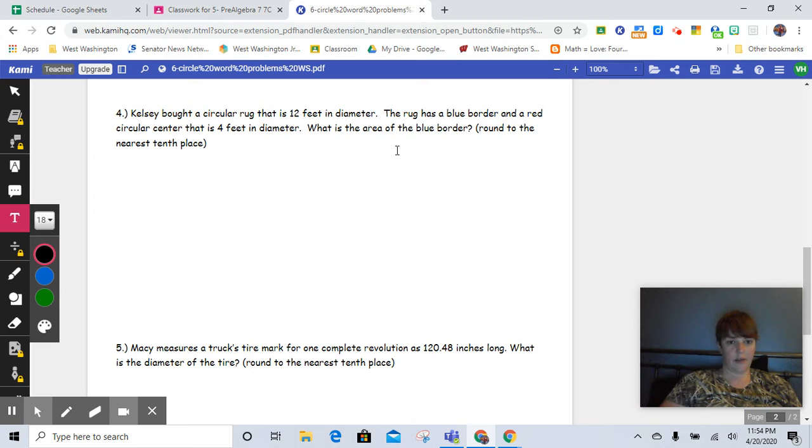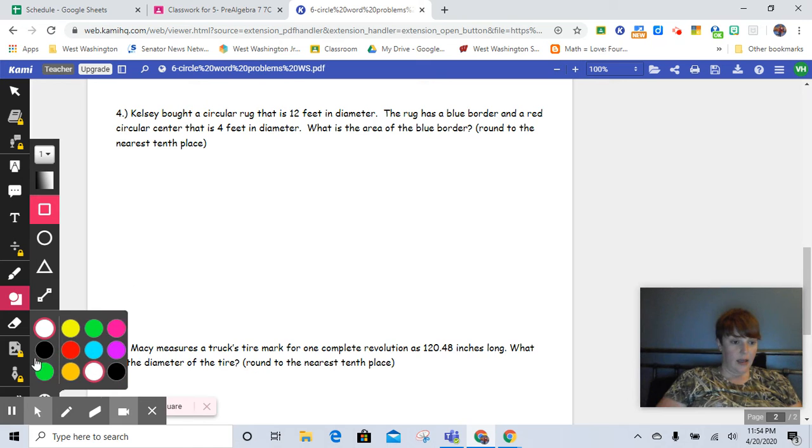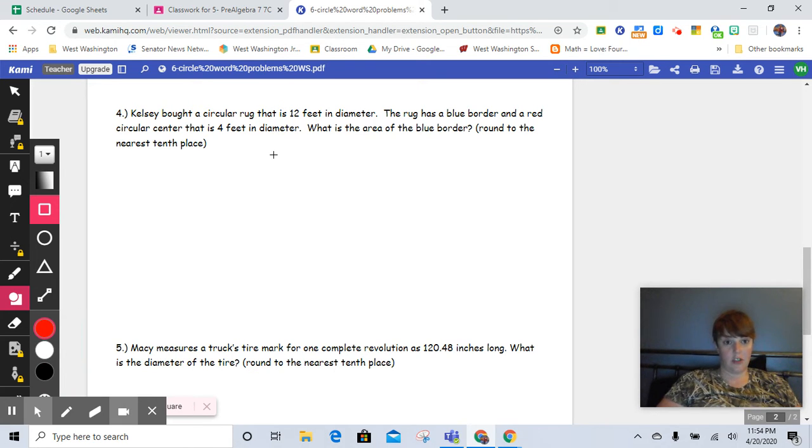Kelsey bought a circular rug. It's got a blue border and a red circular center. What's the area of the blue border? Round to the nearest tenth place. I'm going to draw you guys a picture because I like pictures. In geometry topics, I always insist that students do diagrams.